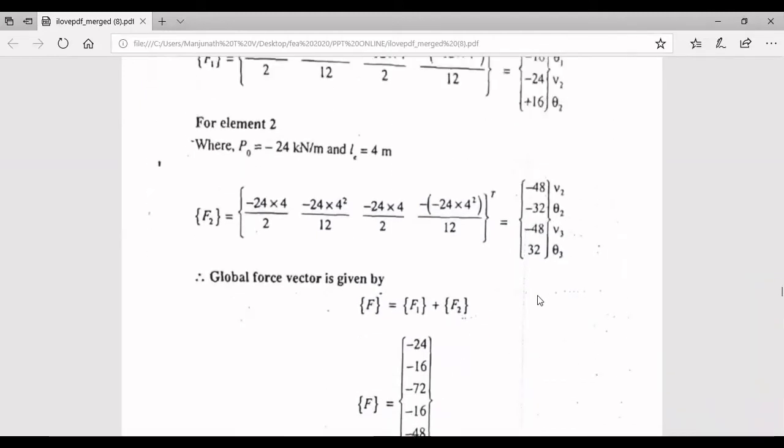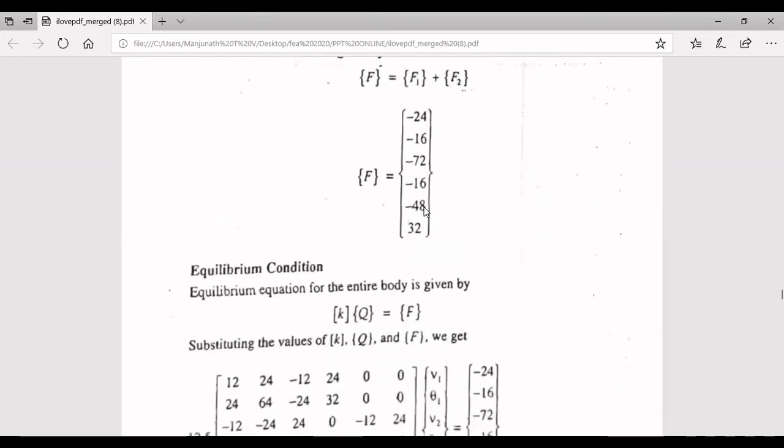minus 16. Then similarly, taking the second element at node number 3, we have minus 48, 32. Node number 3 does not have a link to any other element, so there are no values to add and it remains the same, minus 48, 32. This gives the overall force vector: minus 24, minus 16 at node number 1, minus 72, minus 16 at node number 2, minus 48, plus 32 at node number 3. This gives the overall force vector for the beam element with the UDL load.